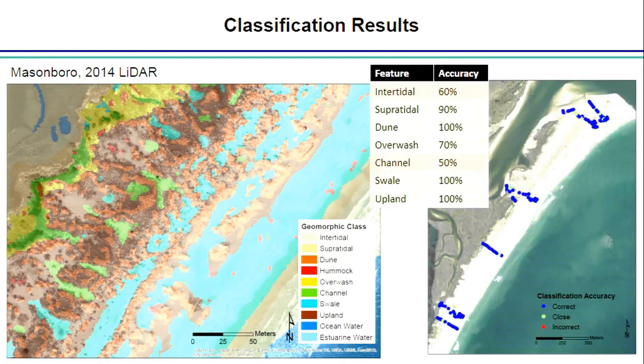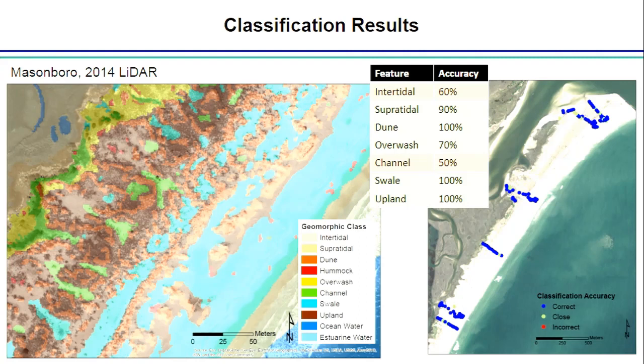We ran some calculations using the field work to do an accuracy assessment. And it turns out that the model is doing a really good job in the majority of the features, with the exception of the intertidal zone and the channels. When I looked closer at these results, what I realized was that when we were collecting this data, it was right before Hurricane Matthew, and so the tides were actually higher than usual.